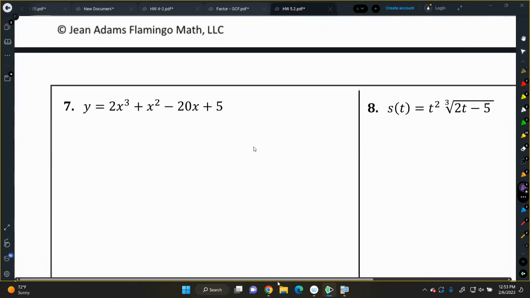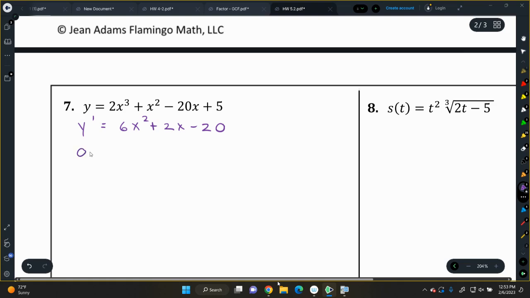Okay. Number 7. What's my domain? Anything. My domain's all real numbers. Absolutely, so this is an easier one. So y prime equals 6x squared plus 2x minus 20. Okay, so I'm going to set that equal to 0. I'll take a 2 out first: 3x squared plus x minus 10.